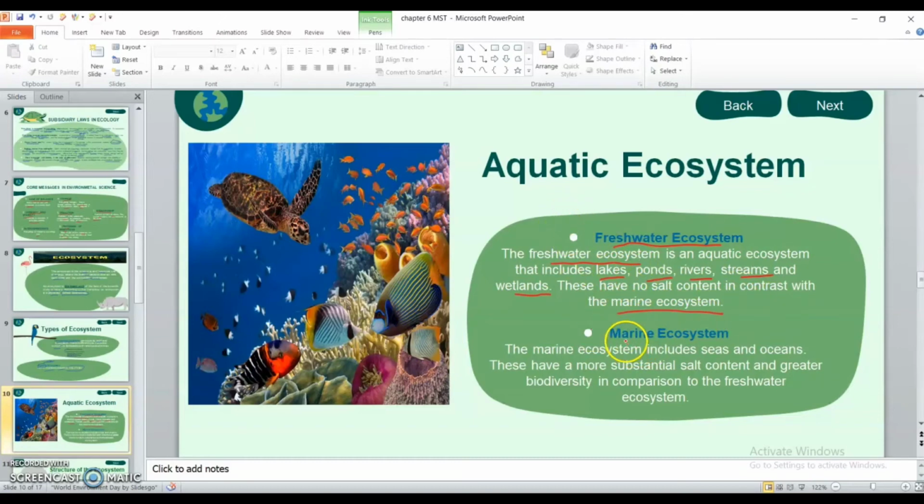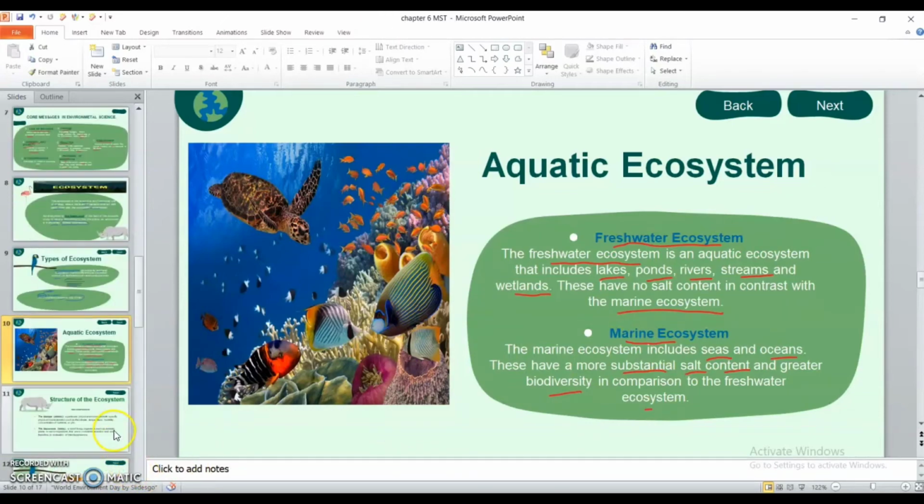So the next is the marine ecosystem. It includes seas and oceans. They have more substantial salt content and greater diversity in comparison to the freshwater ecosystem. That is under the aquatic ecosystem.